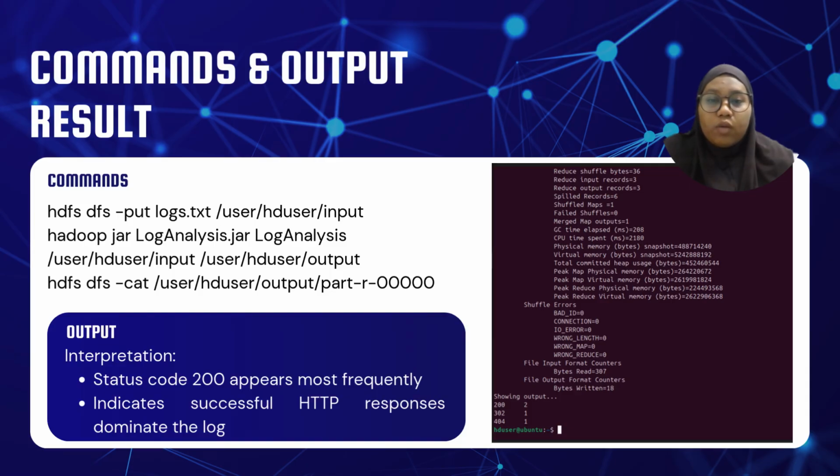The execution of the program involves several Hadoop command-line operations. The input file is uploaded into HDFS to ensure the data is accessible by the cluster. The MapReduce job is launched using hadoop jar loganalysis.jar, which triggers the driver class. Once the job completes successfully, the reduced output file is displayed using the HDFS cat command. This output confirms that the program executed correctly and produced aggregated results without a runtime error.